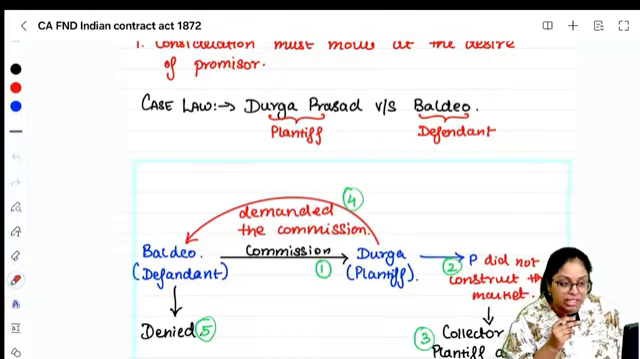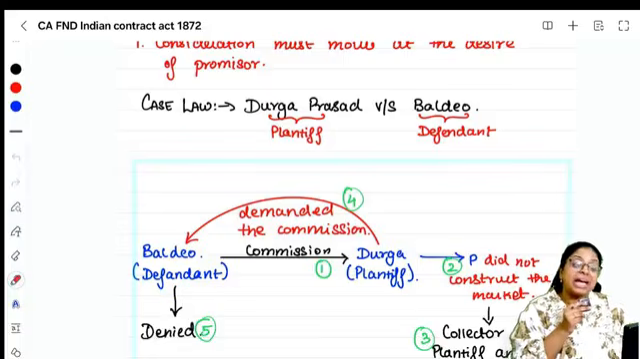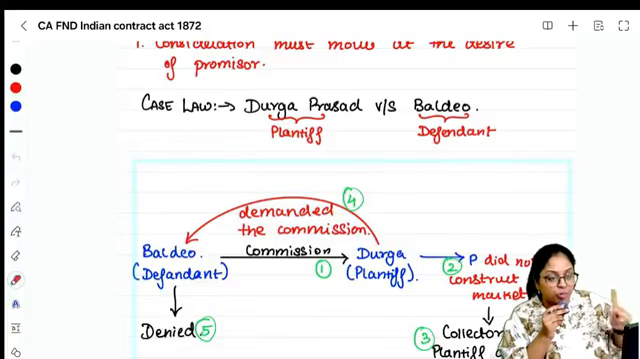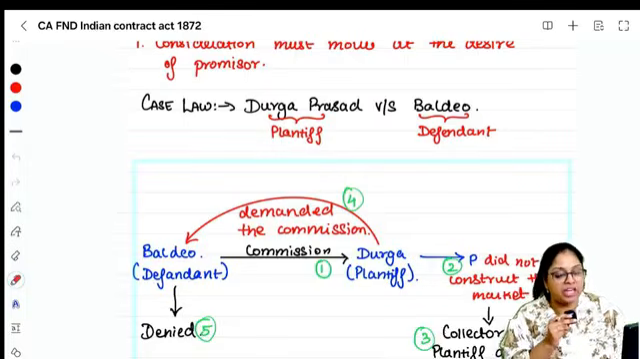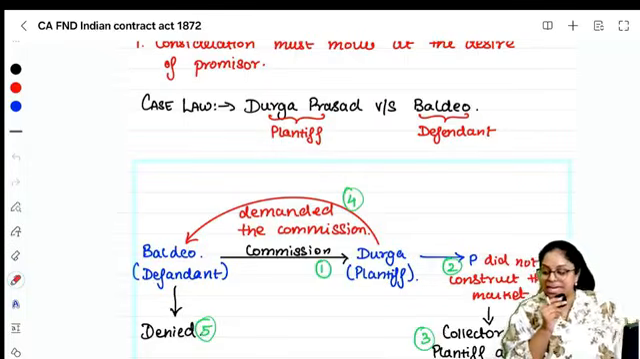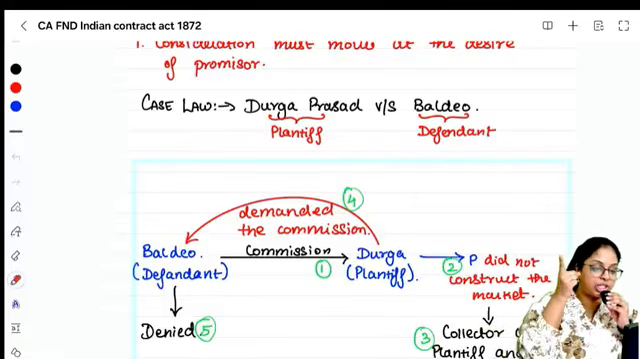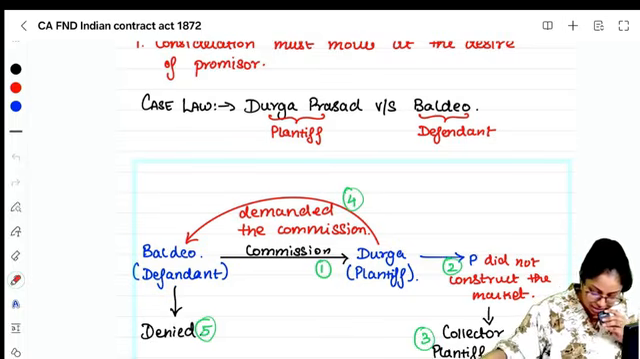Everybody told we will not give. ஏன்னா நாங்க சொல்லி நீ கன்ஸ்ட்ரக்ட் பண்ணல, நீ யாரு சொல்லி கன்ஸ்ட்ரக்ட் பண்ண, கலெக்டர் சொல்லி கன்ஸ்ட்ரக்ட் பண்ண. Always consideration should move from the promisor. நாங்க சொல்லி நீ பண்ணியிருந்த அப்படின்னா then we will give you commission. நீ நாங்க சொல்லி பண்ணல, நீ என்ன பண்ண, கலெக்டர் சொல்லி தான் பண்ண. So here the consideration did not move from the promisor, therefore it is not a valid consideration.